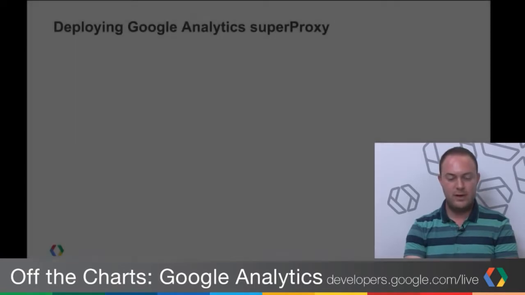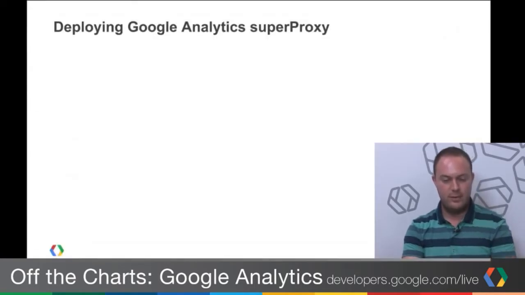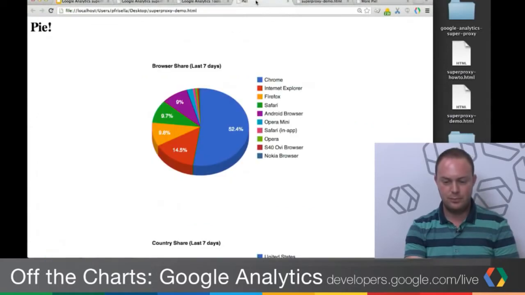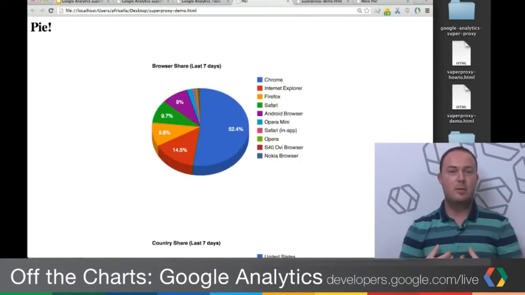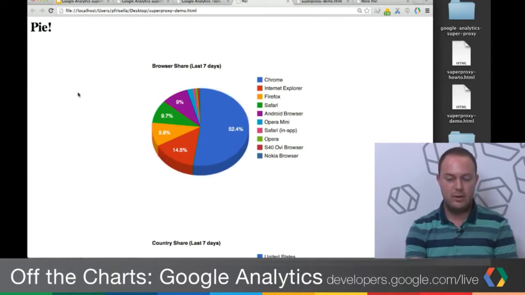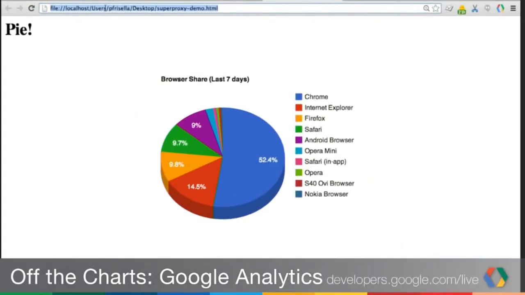So let's do a little bit of a demo. For example, I have something here running. So this is a pie chart thing. This is actually coming from an instance of superProxy that I've deployed. These are public URLs. And you'll see that this file here is just an HTML file sitting on my desktop. It's not hosted anywhere. It's just a simple HTML file.